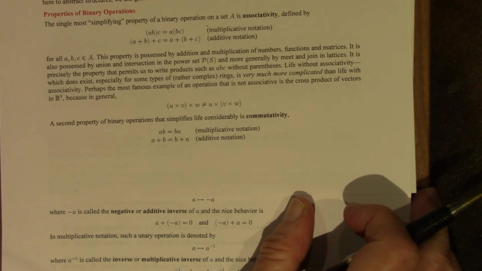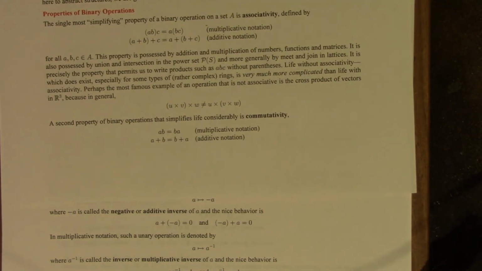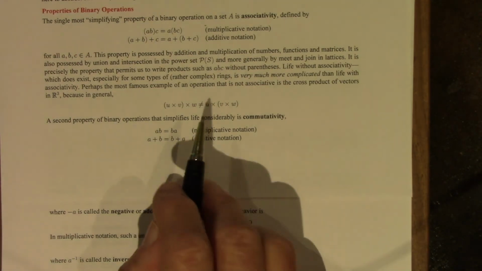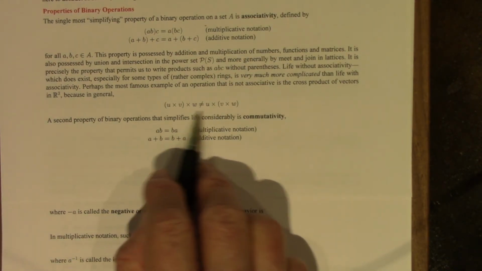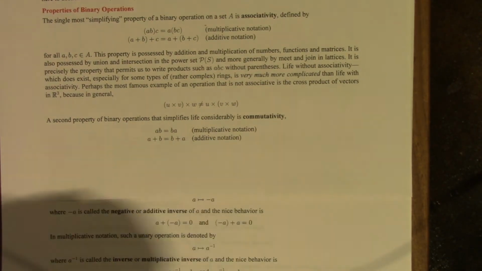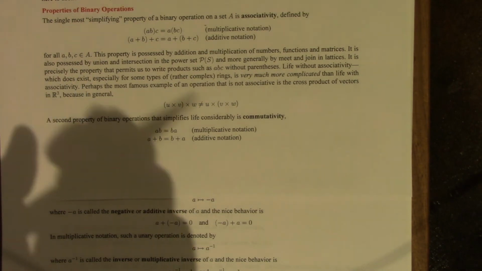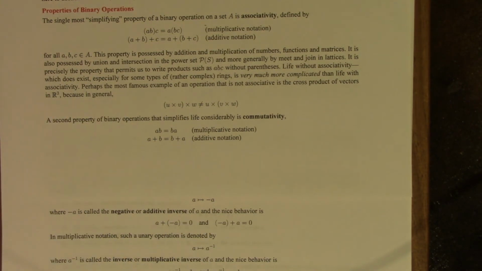There is one famous example of an operation that's not associative, and that is the cross product of vectors in R3. In general, we do not have associativity, but I think at the relatively elementary level, that's the only example, certainly that I can remember, of a non-associative product.